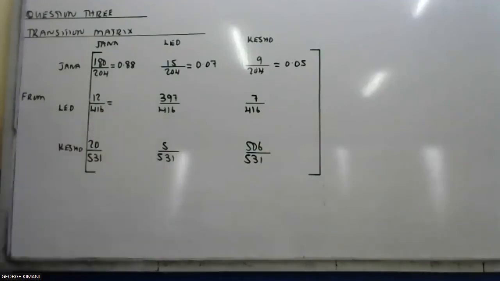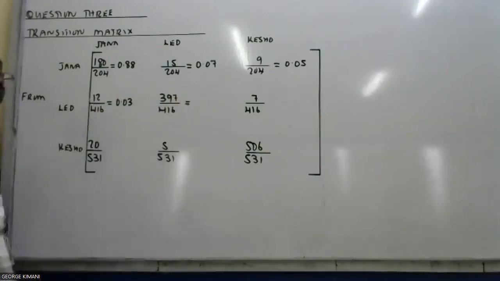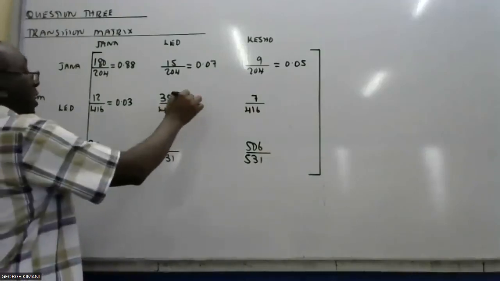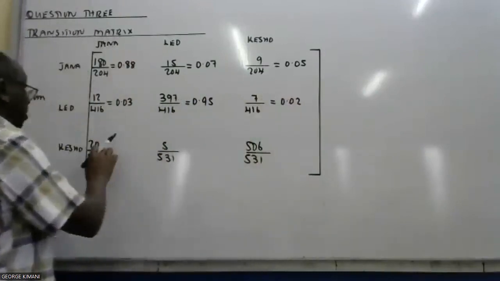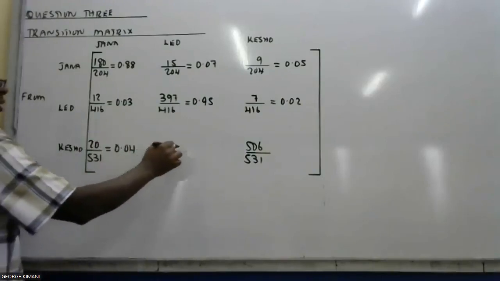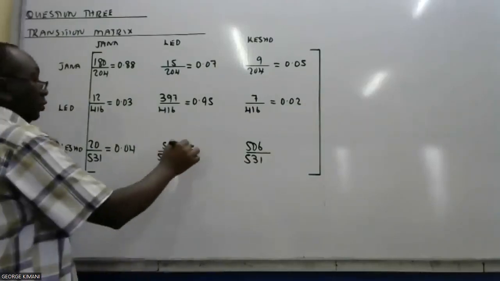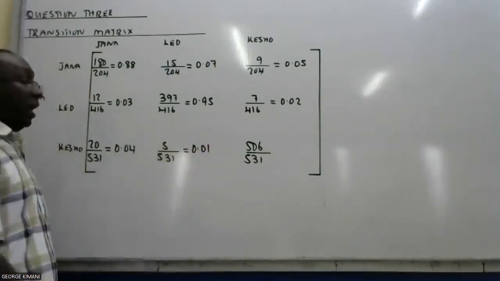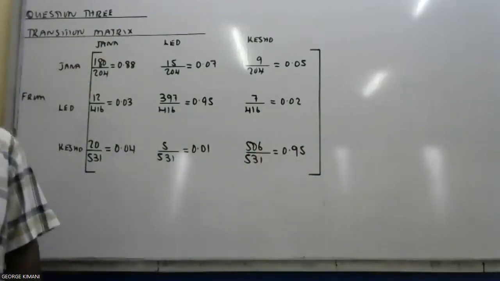Good. So give me this now. 12, you divide by 416. 0.03. The other one? 0.95. So what remains? 0.02. So give me this one. 0.04. This one, to 2 decimals, 0.01. Yeah, so that now this one is 0.95. That is how you make a transition matrix.